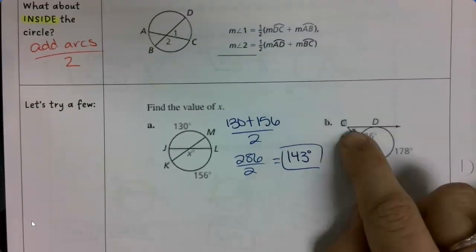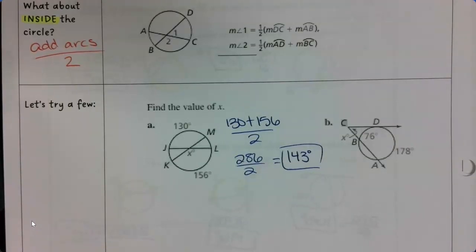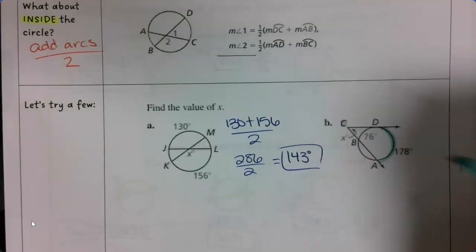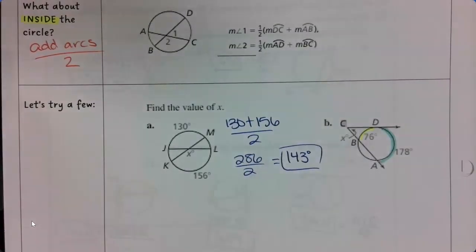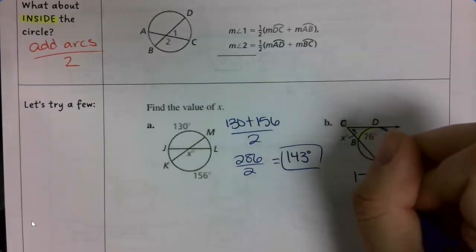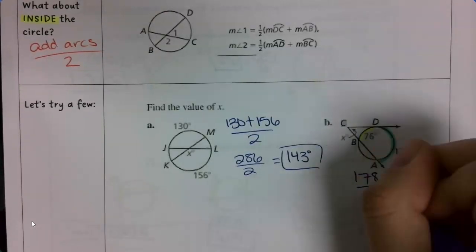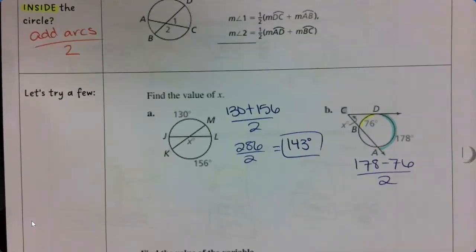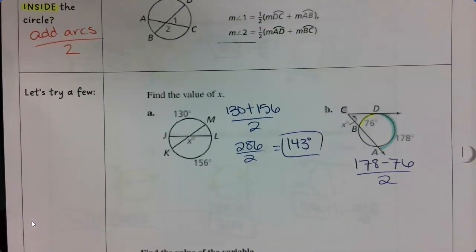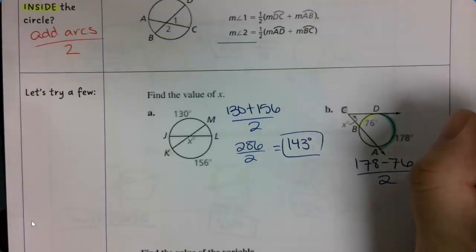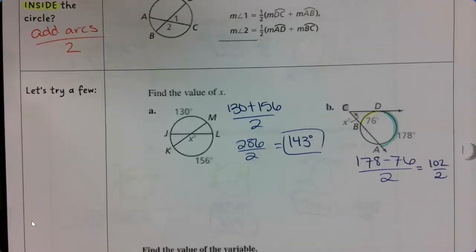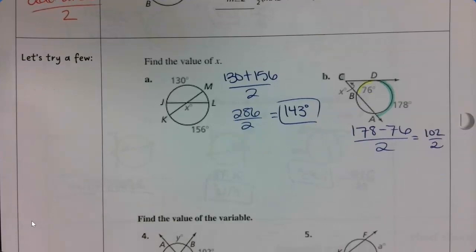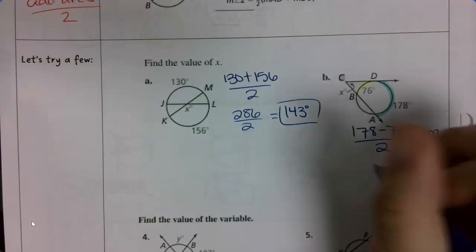So on B, the crossing point is on the outside. This is where I want to take the two arcs. So I'm going to take the big arc and subtract the little arc, and then divide by 2. So I'm going to do 178 minus the 76 and divide by 2. That gets us 102 divided by 2, which is just 51.